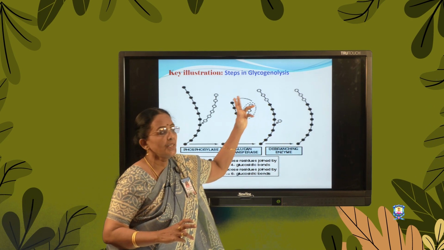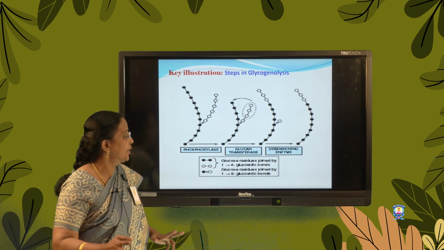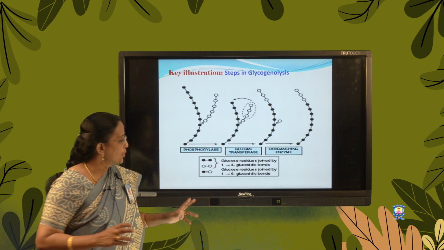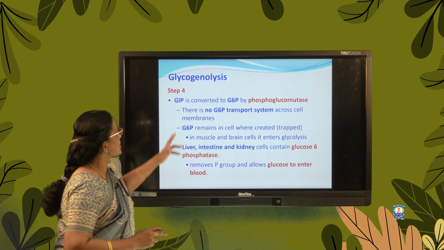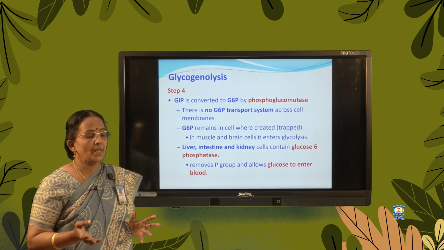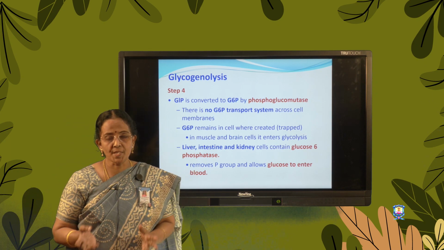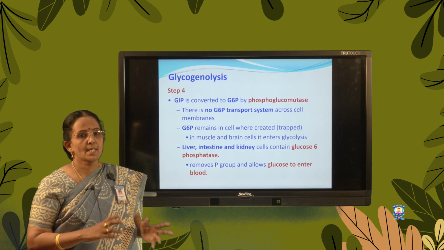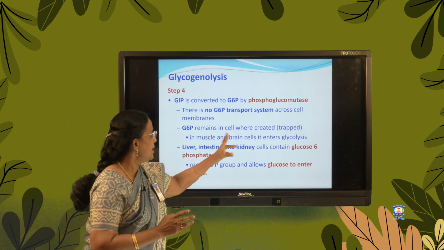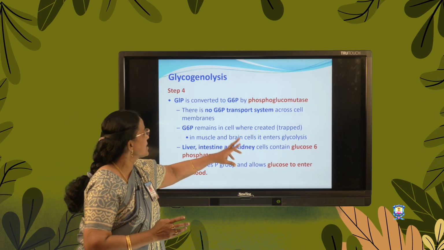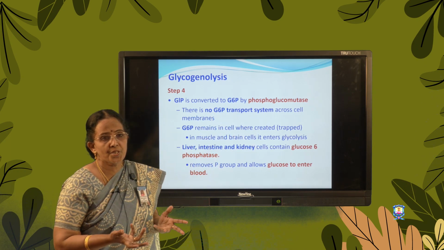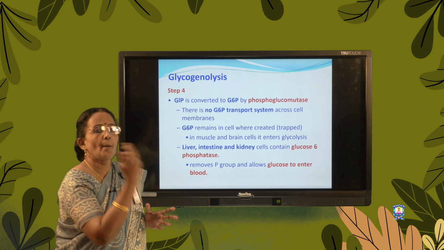Now we have a straight chain with all alpha-1,4 bonds, and again phosphorylase comes into action, and that will cleave all glucose as glucose 1-phosphate. So in step 4, all the G1P which we get from breakdown of glycogen is converted to glucose 6-phosphate in both the liver cells as well as in the muscle cells. What happens here is G6P in the cell is trapped. Why do we say it is trapped? Because we don't have a transport system for G6P. So when there is no transport system for G6P, G6P cannot come out of the cell.